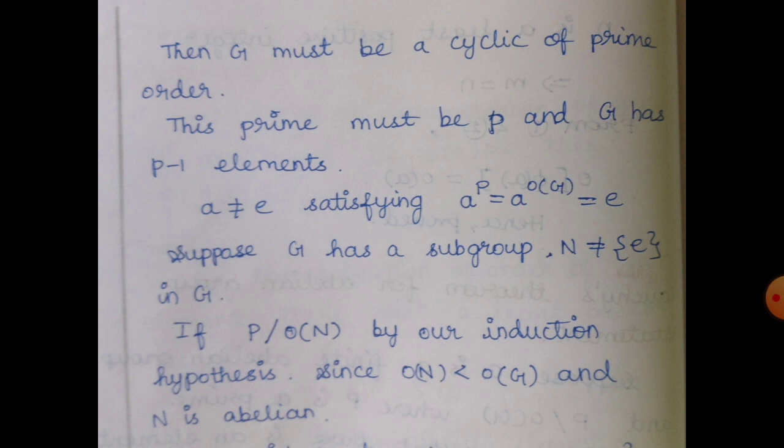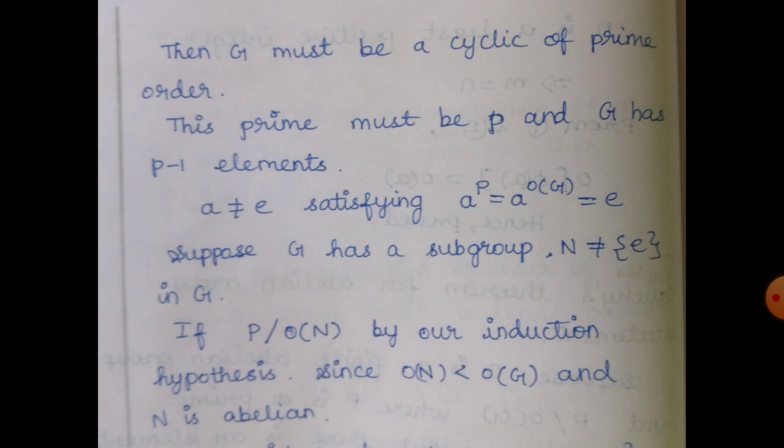Here we have taken that G has no subgroup H not equal to E, then we can say G must be cyclic of prime order. This prime must be P, meaning G has P minus 1 elements. So we can say A is not equal to E satisfying A power P, that is equal to A power order of G, is equal to E.